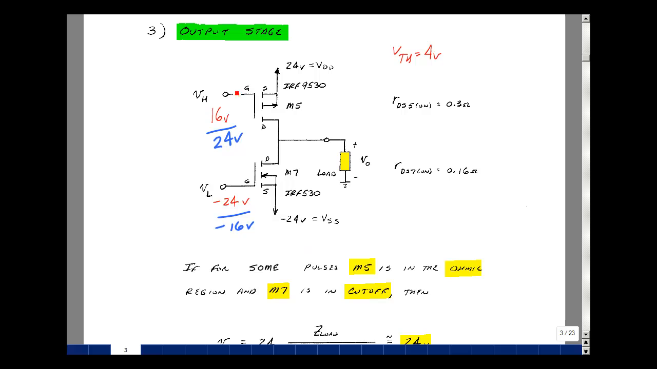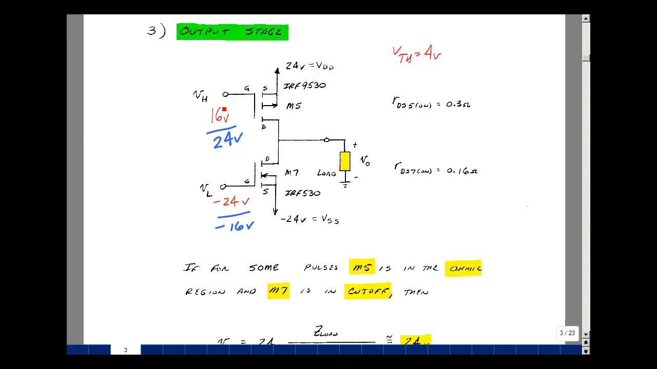The signal conditioning circuit that's hooked up to here is going to be producing a pulse that's either 16 volts or 24 volts on this line, and minus 24 and minus 16 on this line. So when this is 16, this will be 24. When this is 24, this will be minus 16. Now these MOSFETs have a very low on resistance. This particular one had about 300 milliohms, and this one about 160 milliohms.